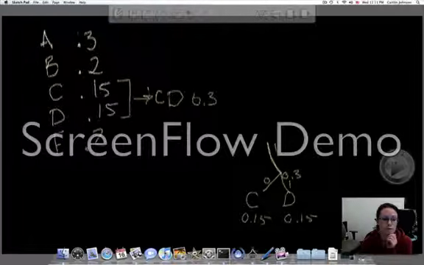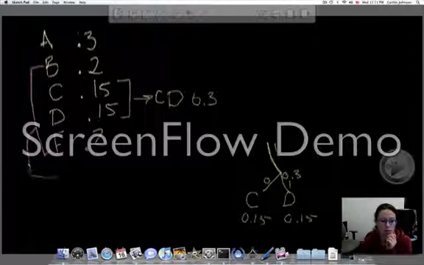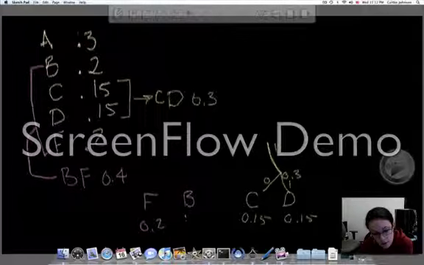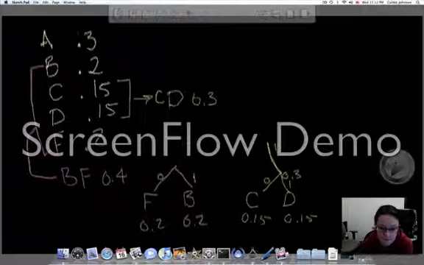So now the next two smallest are going to be B and F. Take these, make them into another node. That's BF. Now, what is the probability of BF? 0.4, right? So now we have B and F, and that's going to connect somewhere.